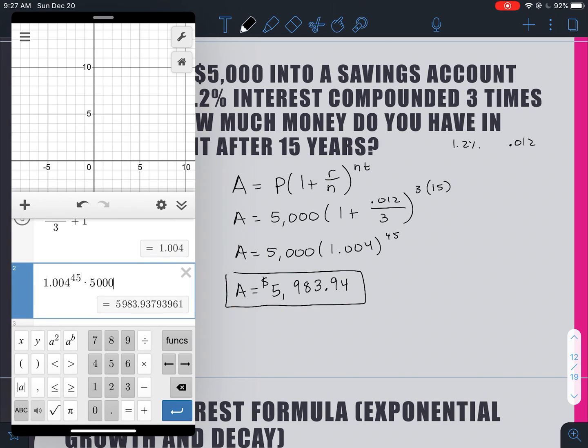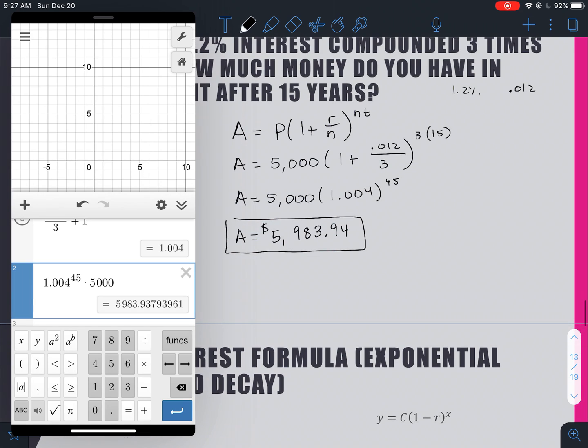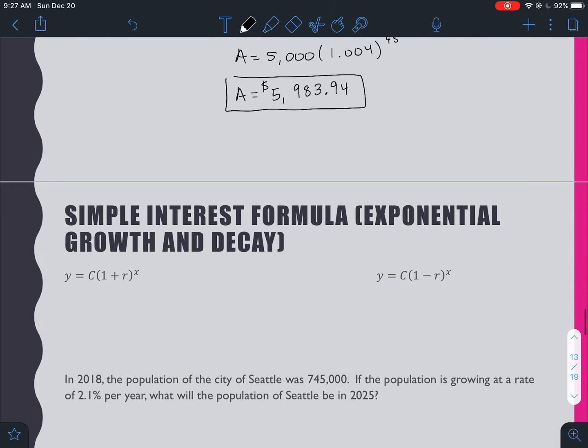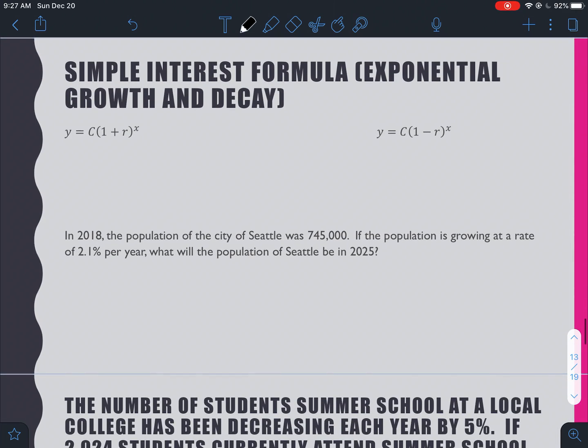Make sure all our calculations were right. 0.012 divided by 3 plus 1, 1.004 raised to the 45th power times 5,000. Yep. Okay. So that is the compound interest formula. You also have something called simple interest, and I think this is probably what you guys have worked with in the past. So it's basically the same formula if you want to look at it.